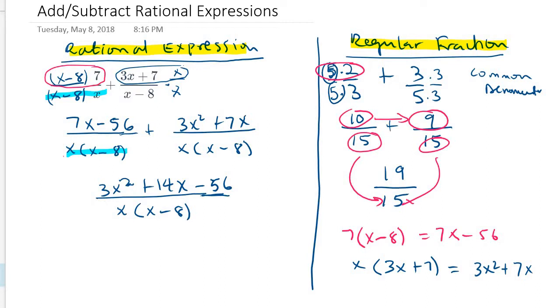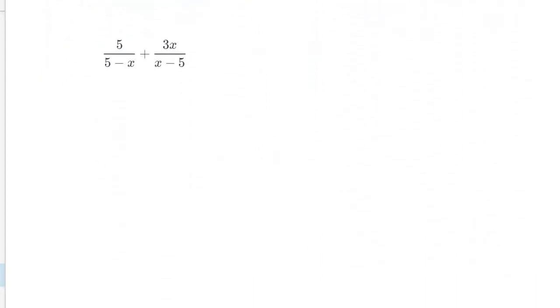That is the sum. It looks messy, but it's exactly the same thing that you do with numbers, that you do with rational expressions. Okay, so we spent a long time trying to explain this. The next example will be a little bit faster than this, okay? Here is the next example.